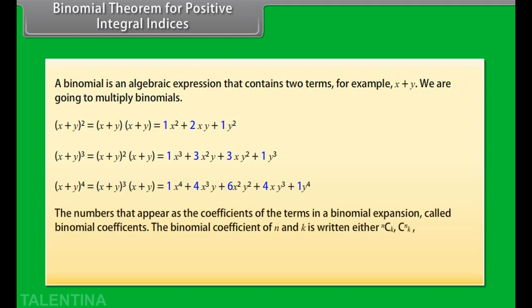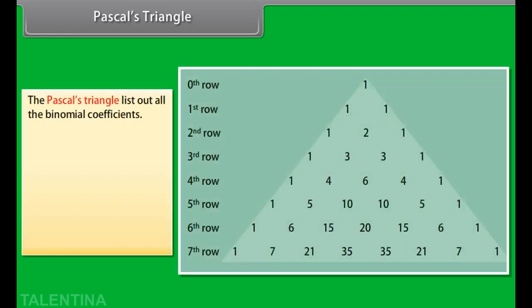The numbers that appear as the coefficients of the terms in a binomial expansion are called binomial coefficients. The binomial coefficient of n and k is written as nCk. Pascal's triangle lists out all the binomial coefficients as shown in the figure.